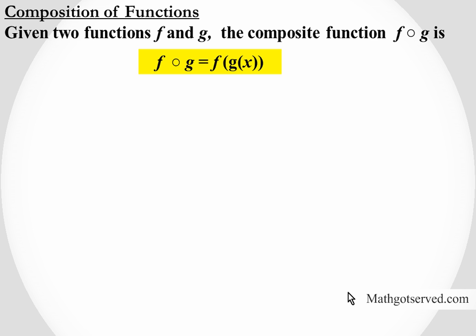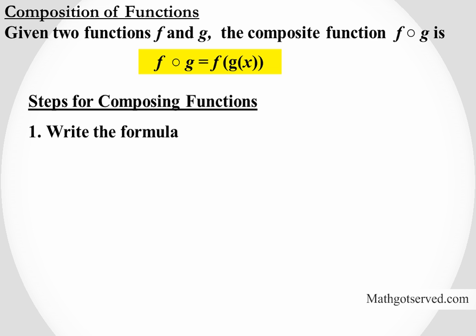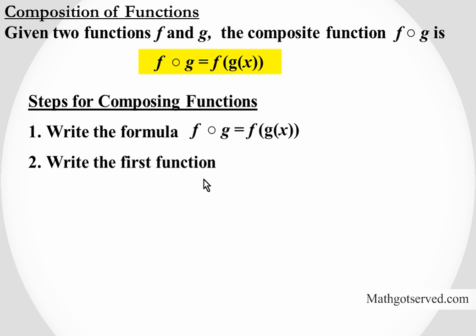Alright, so let's go to the procedure in composing functions. These are the steps for composing functions. First thing you want to do is write down the formula, namely f circle g equals f of g of x. Whatever function comes first, you write on the outside as a parent function, and whatever function comes second, that's your input function.